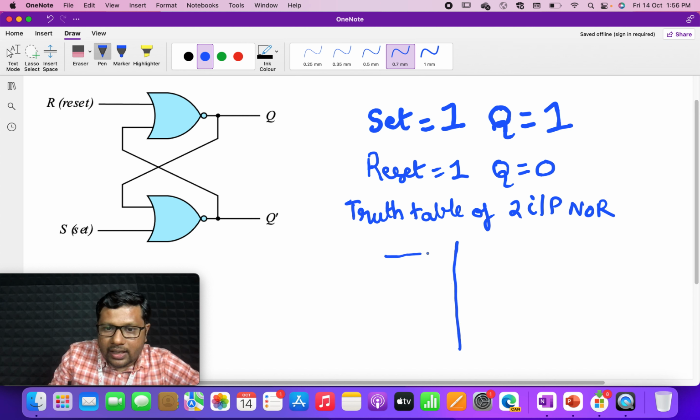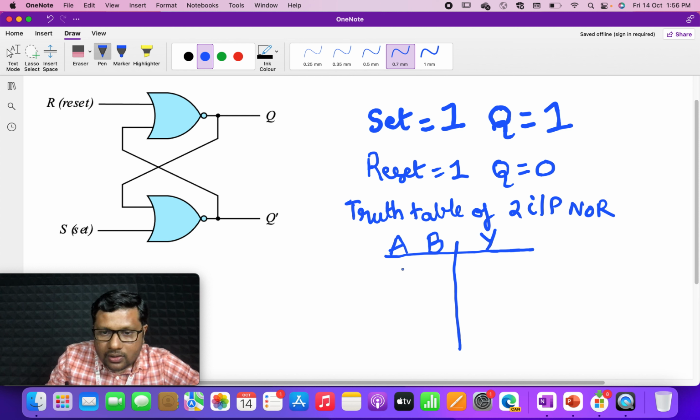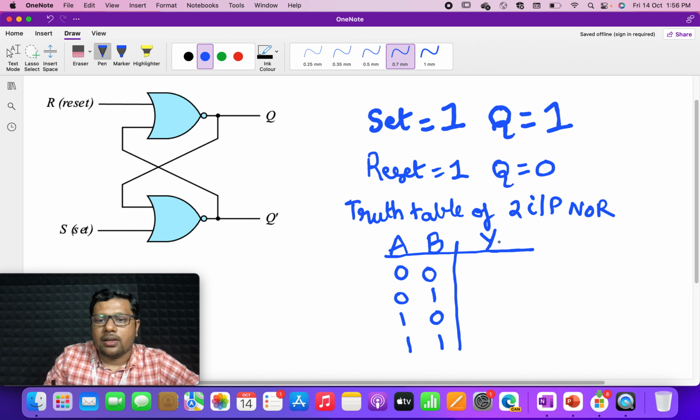In any truth table there are two sides. On the left hand side we have the inputs. Let the inputs be A, B, and let the output be Y. We always populate the truth table in ascending order, so this is always 00, 01, 10, 11. The expression for a NOR is nothing but (A or B) whole complement.